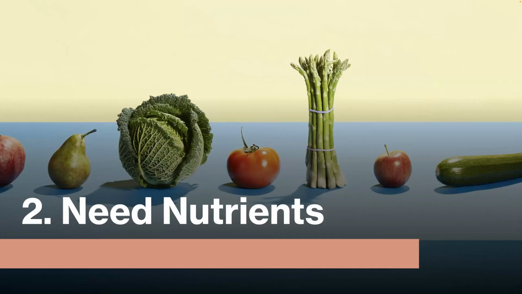Number two, all living things need nutrients. We eat fruits and vegetables, and some of us eat meat, some of us don't eat meat, but we eat food, the food that we know. We know that if you have pets, you have to feed them, so all living things need nutrients.